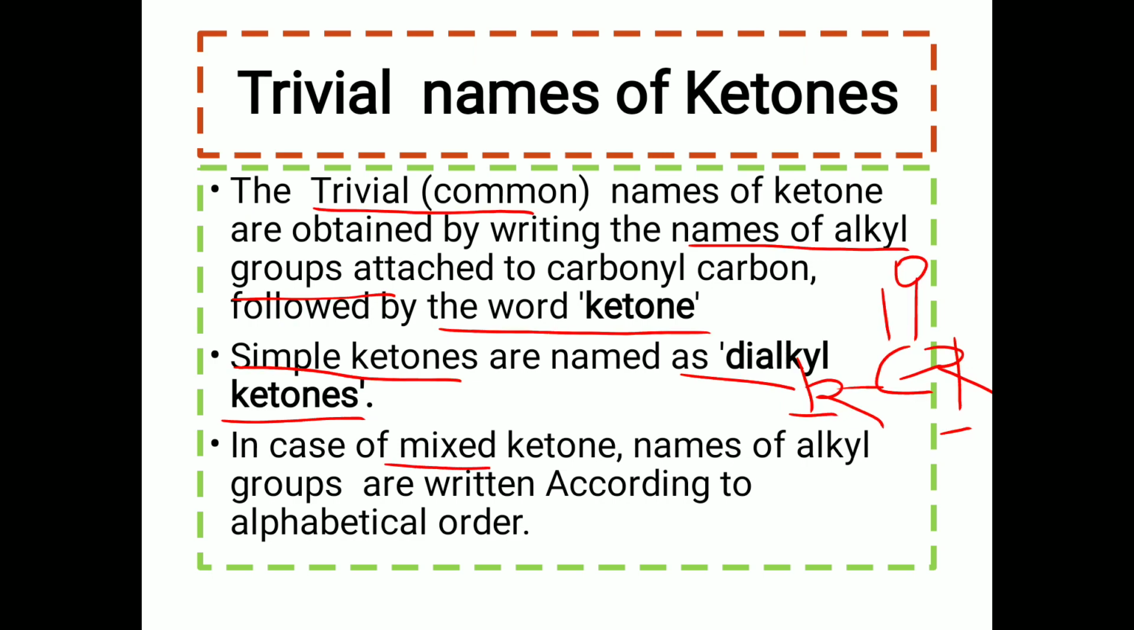But in the case of mixed ketones, when it contains different R and R, meaning they are not identical, for example one is methyl and another is ethyl, then the names of the alkyl groups are written according to their alphabetical order. Alphabetical order means the group which comes first is named first, and the one which comes later is named later. For example, in the case of ethyl methyl, the first letter that comes is E, that is ethyl, so we have to write ethyl first and then methyl.